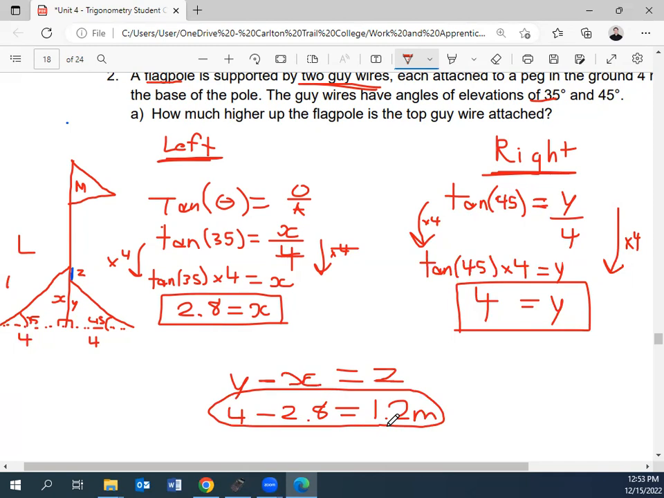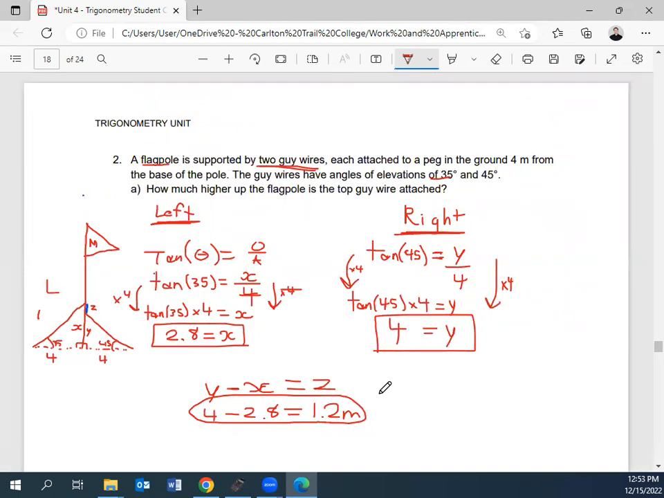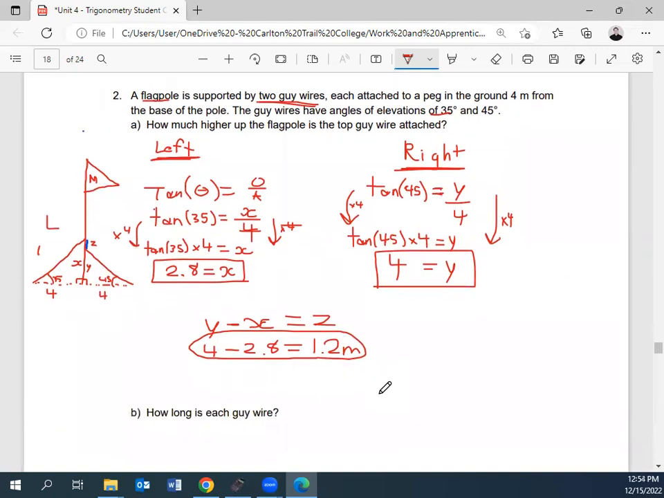It really comes down to it, with this one, this is the first time we really have to memorize something, which is SOHCAHTOA. So we had to figure out how much higher up the flagpole the top wire is attached. Z in this case was 1.2 meters.